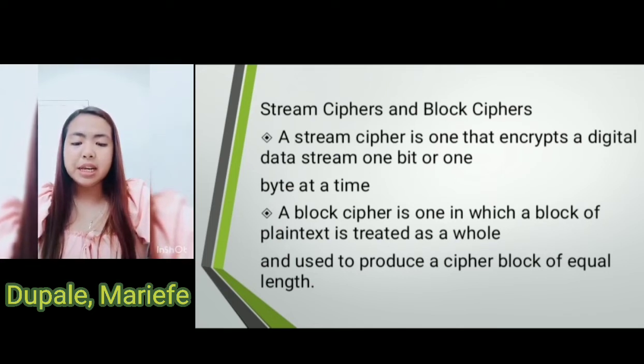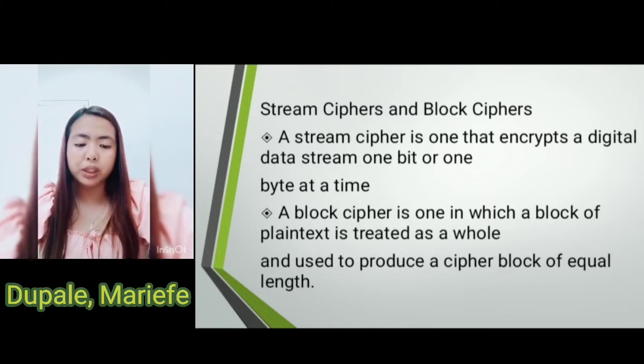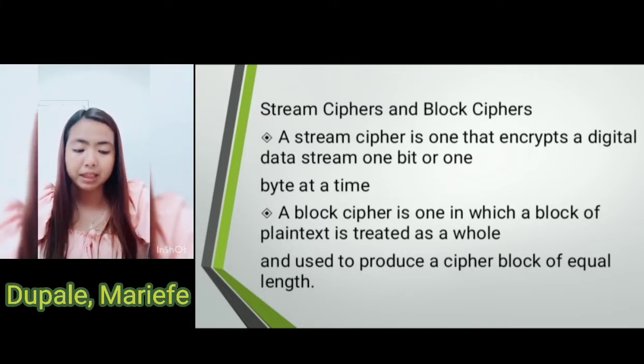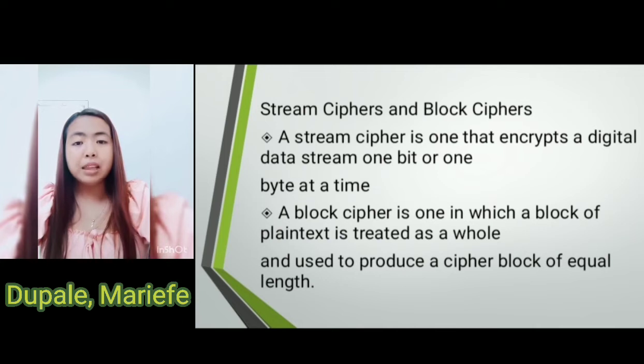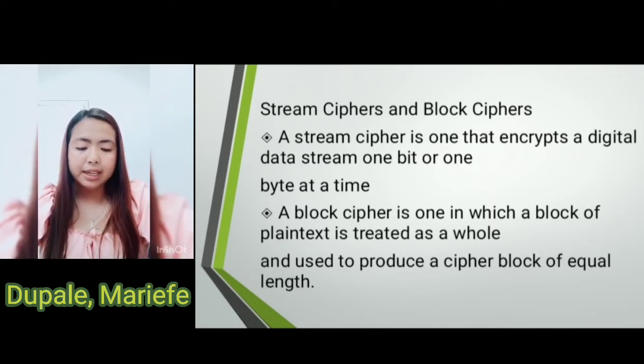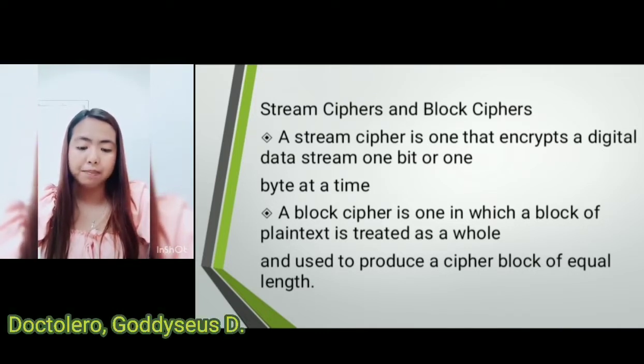A block cipher is one in which a block of plaintext is treated as a whole and used to produce a cipher block of equal length. A block cipher is an encryption method that applies a deterministic algorithm along with a symmetric key to encrypt a block of the text rather than encrypting one bit at a time as in stream ciphers. The major difference between stream ciphers and block ciphers is that block ciphers encrypt and decrypt a block of the text at a time. On the other hand, a stream cipher encrypts and decrypts the text by taking one byte of the text at a time.